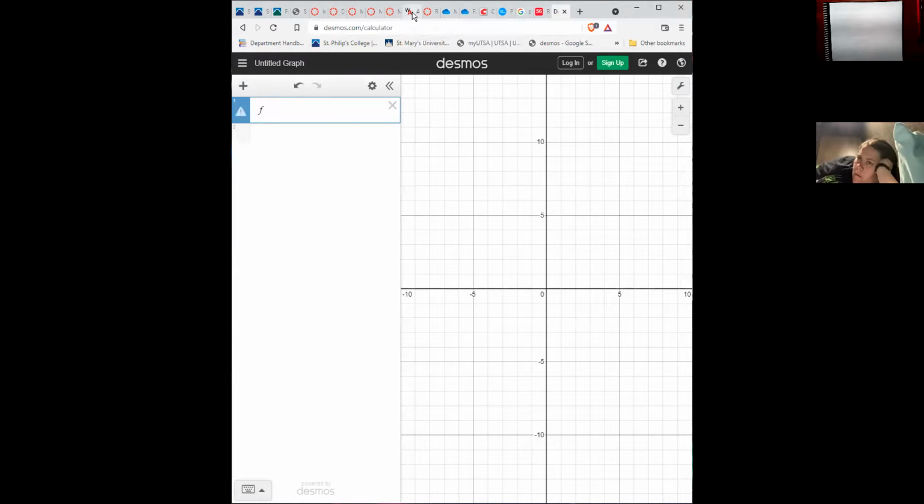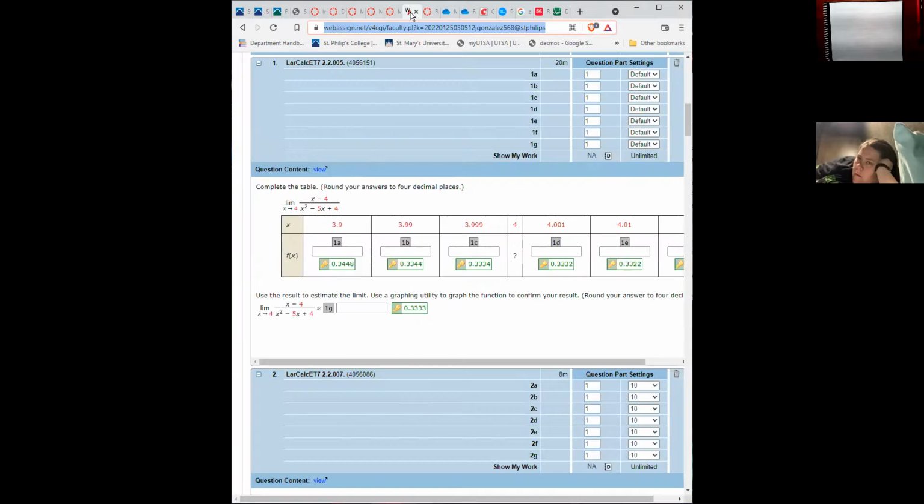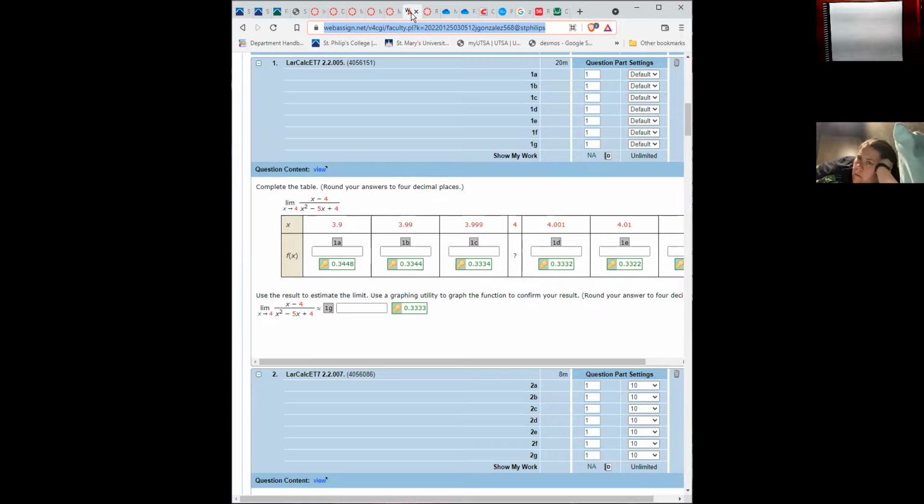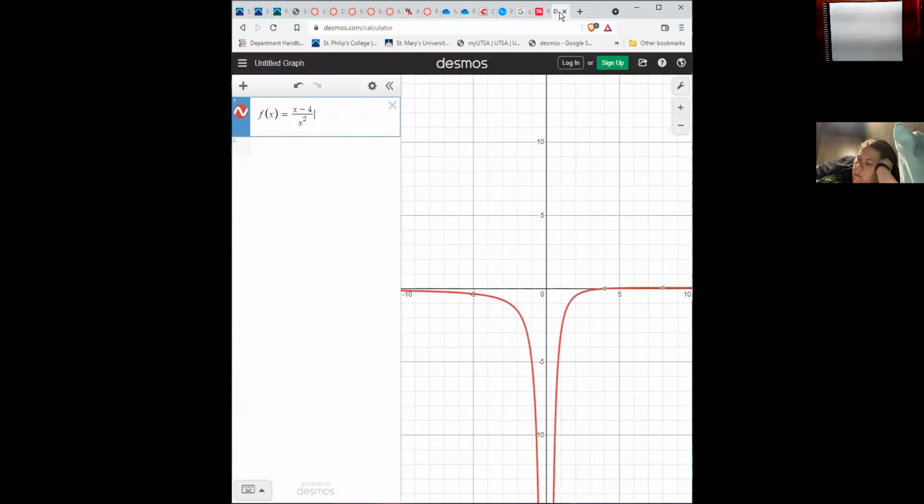So f of x is equal to x minus 4 over x squared minus 5x plus 4.